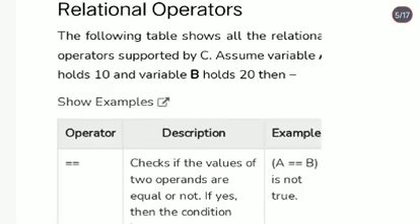Friends, till now we were discussing the arithmetic operators, and now we are going to discuss the relational operators. What is a relational operator? Let's understand all these things clearly. The following table shows all the relational operators supported by C. Assume variable a holds 10 and variable b holds 20. You can consider any values you want. Here I am considering a is equal to 10 and b is equal to 20.